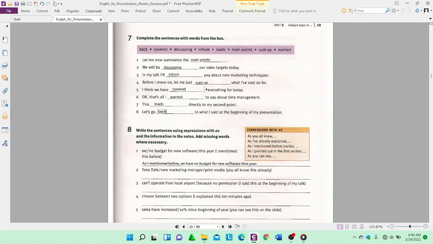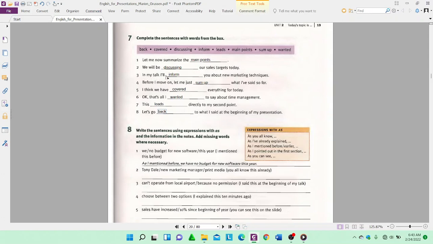For example, this one: let me now summarize the main points. This is summarizing. When you have explained one particular part of your presentation and then you want to summarize it, you use this. And we will be discussing our sales target today. So this is the beginning, the beginning part before you explain your main part of your presentation.